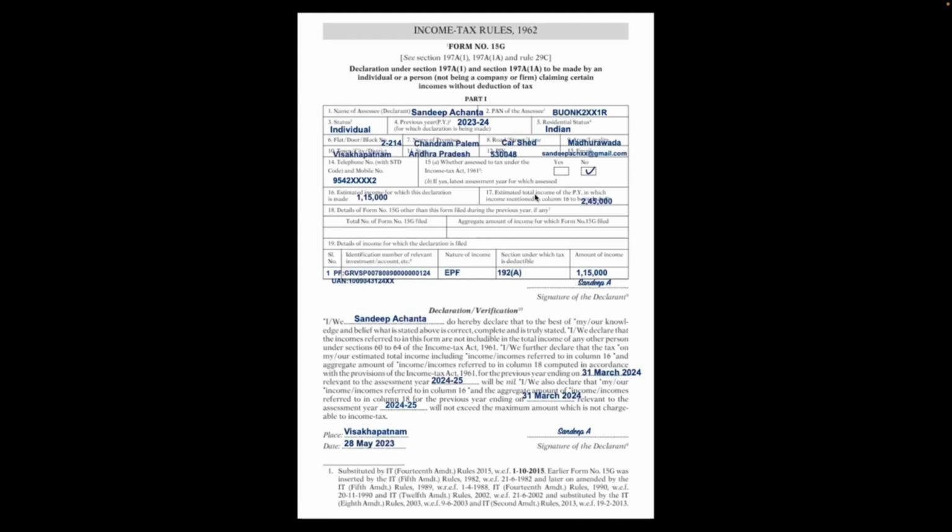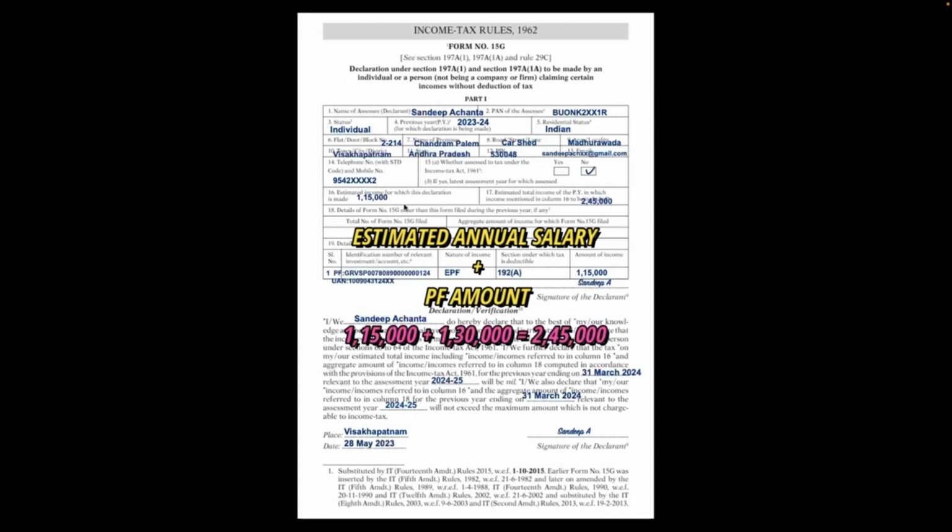In field number 17, you have to mention your estimated total annual income plus your total EPF amount which you are withdrawing currently. For example, here the total EPF amount which we are withdrawing is 1,15,000 rupees, and the estimated total annual income of this particular person is 1,30,000 rupees. So the total amount will become 2,45,000 rupees. So you have to mention the sum of both your estimated total annual income plus your EPF amount which you are withdrawing.